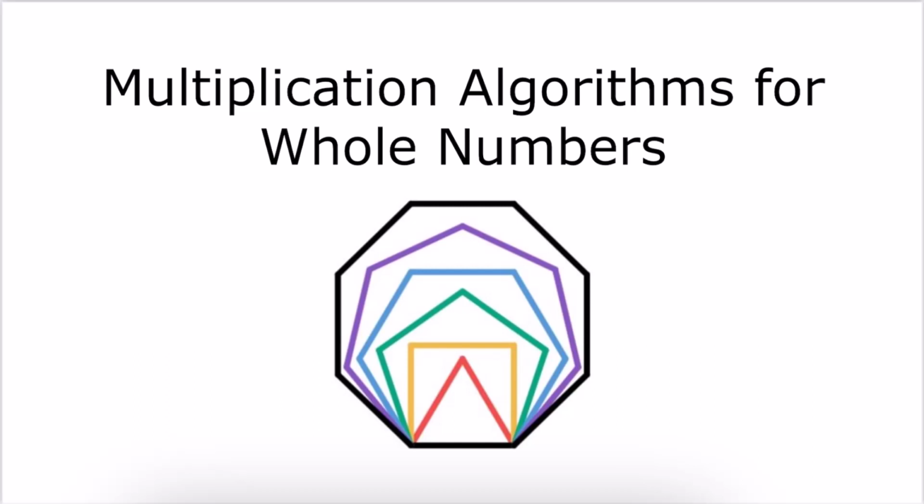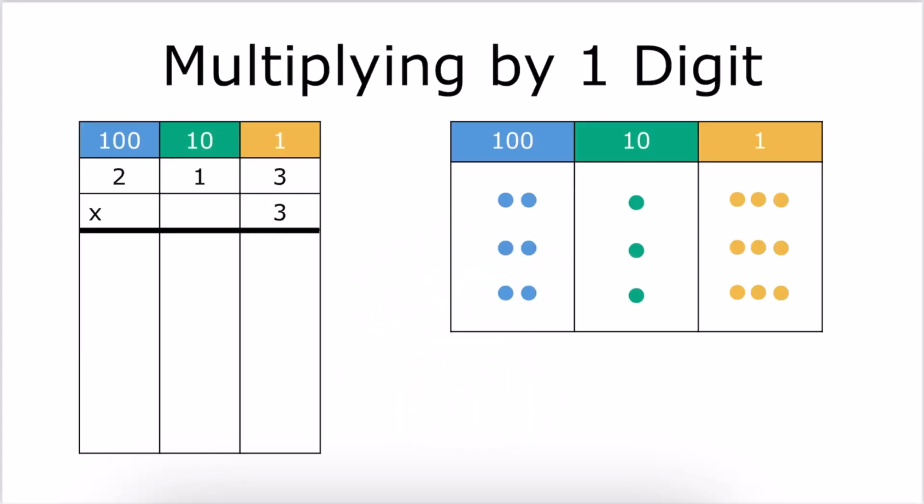Everybody. In this video, we're going to talk about the multiplication algorithms for whole numbers. So let's start off by multiplying by one digit. If I have 213 times 3, that means that I'm making 3 copies of the number 213.